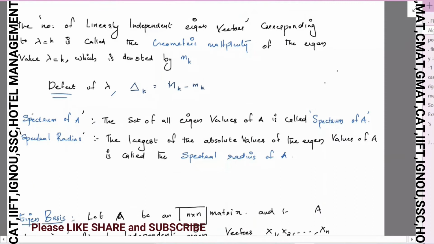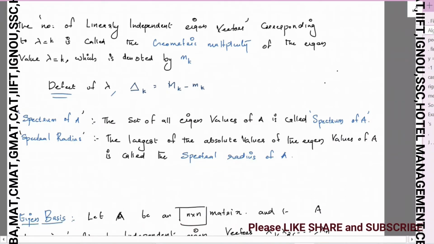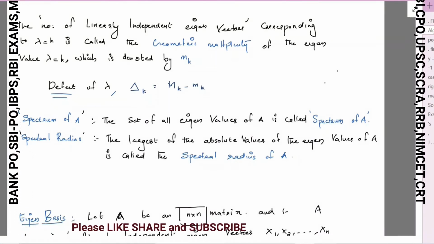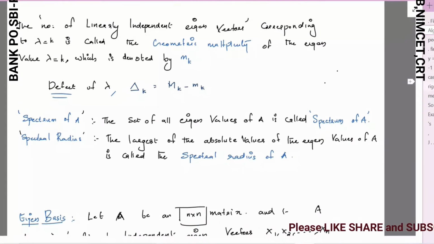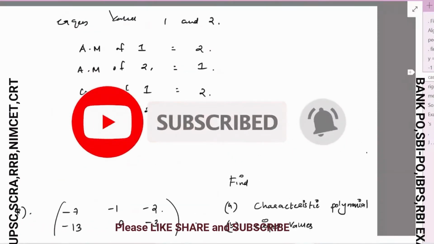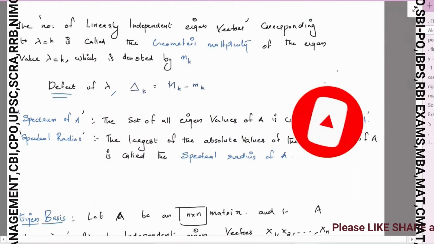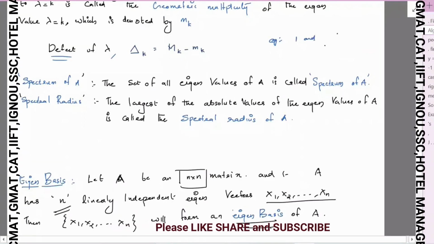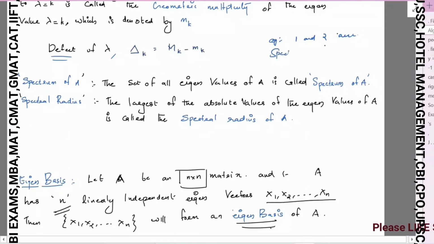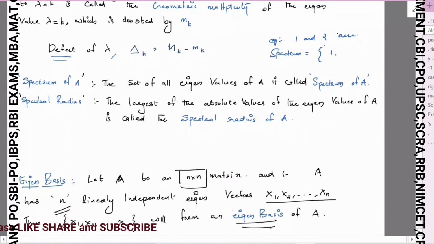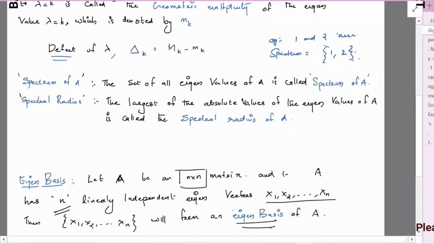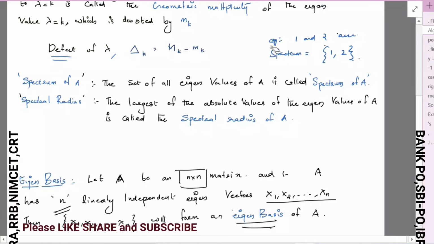And the next one is the spectrum of A. Spectrum means the set of all eigenvalues of that matrix is called the spectrum of A. For example, if 1 and 2 are the eigenvalues, then what will be the spectrum? If 1 and 2 are the eigenvalues, then the spectrum will be the set {1, 2}. We will write it as a set. That set is called the spectrum of A.